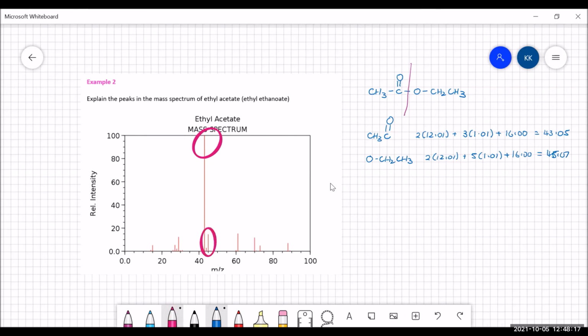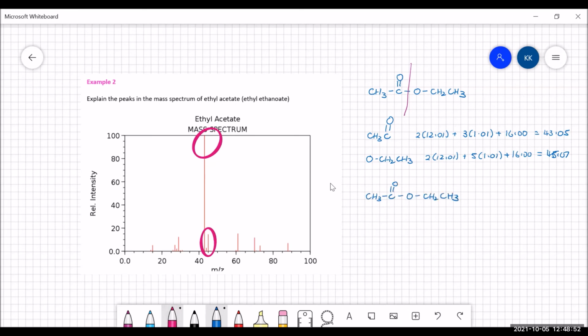Now why would that peak be so much smaller? Well, it's quite likely that a fragment can be broken up into further fragments, so it may just be that this particular fragment is not overly stable. Let's have a look at a different fragmentation.